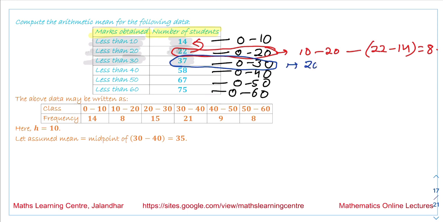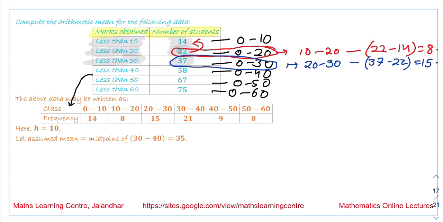So students having 20 to 30 marks will be 37 minus 22, that is equal to 15. So likewise we can calculate the frequencies corresponding to these classes. So first of all we have to write the above data in this form.